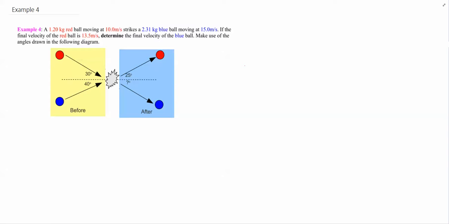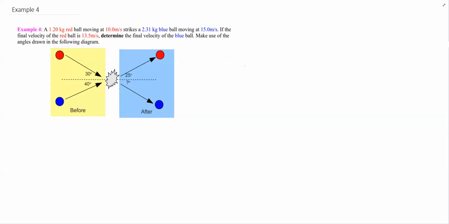So we're going to look at example number 4. This is the one we did not do in class first. This is a red ball, a 1.2 kilogram red ball moving at 10 meters per second. It strikes a 2.31 kilogram blue ball moving at 15 meters per second. If the final velocity of the red ball is 3.5 meters per second, determine the final velocity of the blue ball, and we're to use the angles in the diagram below.